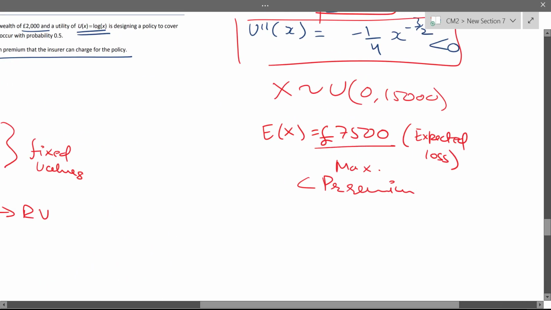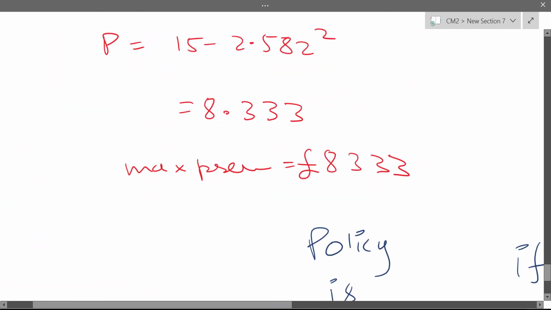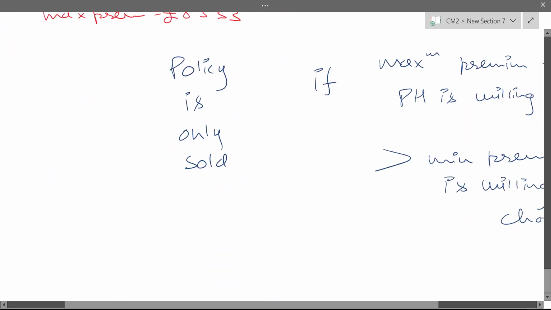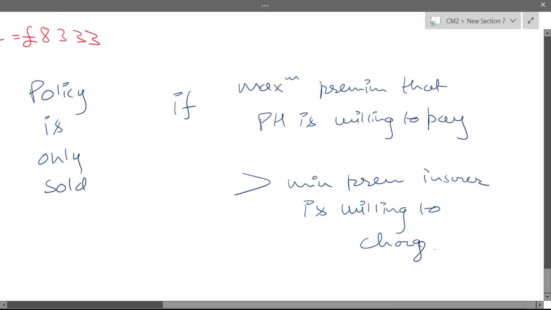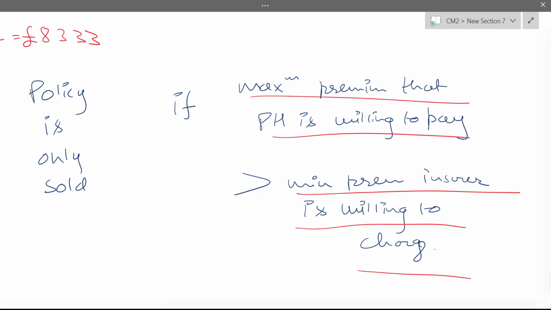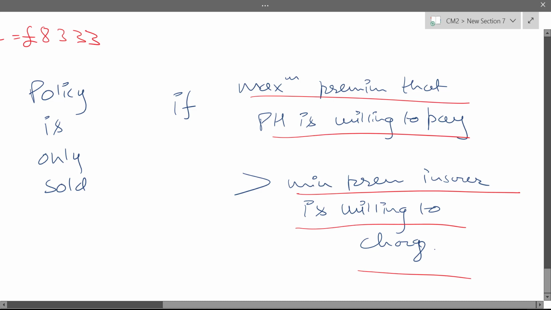Okay. And that is how the insurer will be able to make a profit as well, because their expected loss will just be 7,500, but then they will be making money because they can charge a higher premium. Okay. The simple point I am trying to make is that a policy is only sold if the maximum premium that the policyholder is willing to pay is higher than the minimum premium that the insurer is willing to charge. Okay. This has to go through. If the premium that the insurer is willing to charge is higher than the maximum premium that the policyholder is willing to pay, the policy won't be sold.